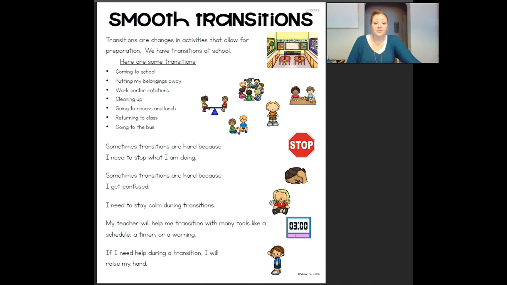Is reading a book a transition? Is reading a book a transition?